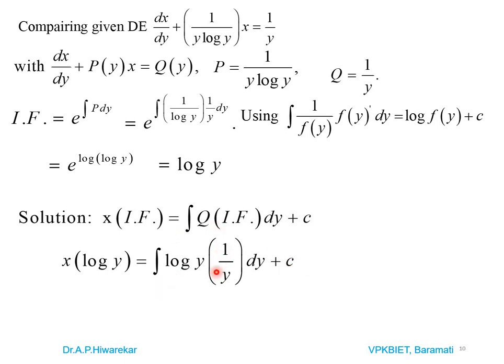So to integrate this term, again we'll put log y as t, so that 1 by y dy will be dt. So this integration becomes t dt, and integration of t will be t square divided by 2. So that's why we get x log y, which is equal to integration of, which is (log y) whole square divided by 2 plus c, by substituting log y as t. So this is your final answer.